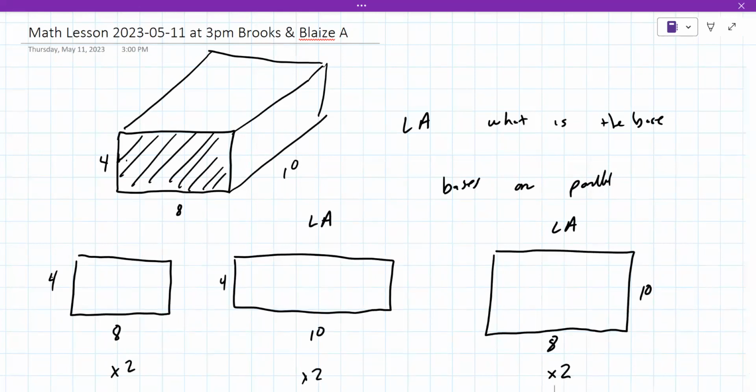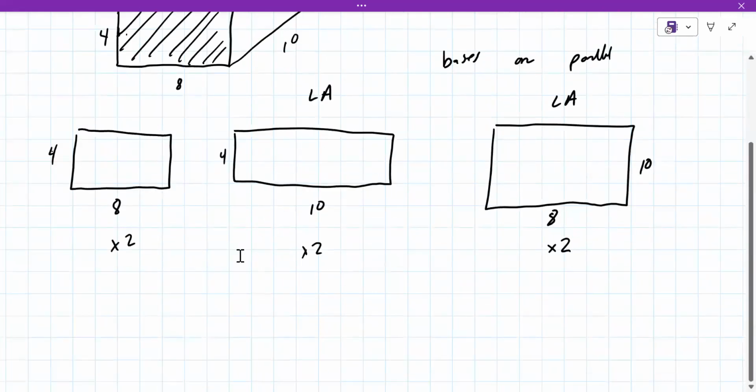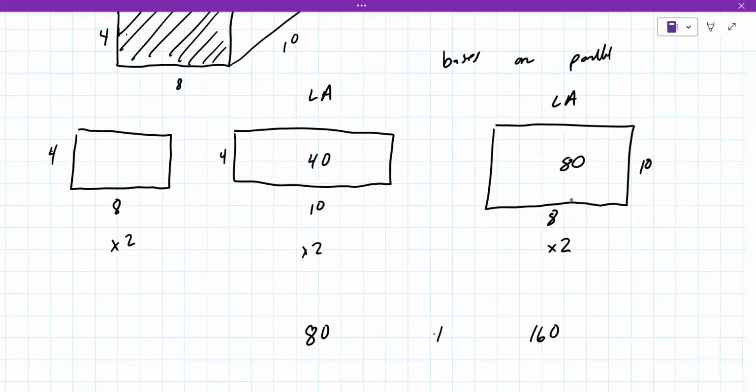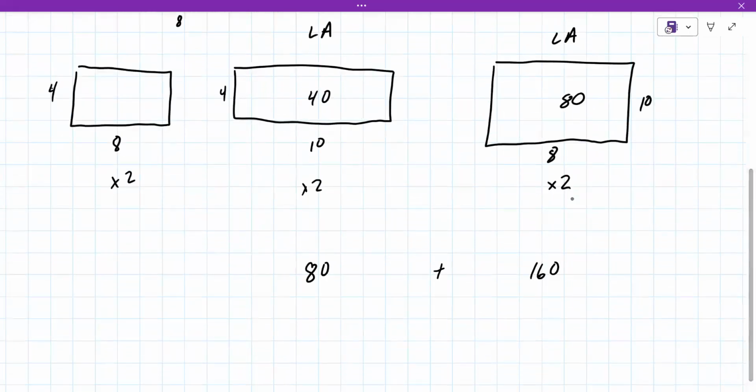Okay, so now we can just find these areas. The first one is 40, but there's two of them, that's 80. This one on the right here, 80, but there's two of them, that's 160. So the lateral area is these two together, which is 240.